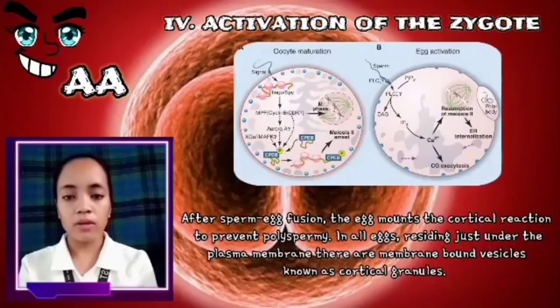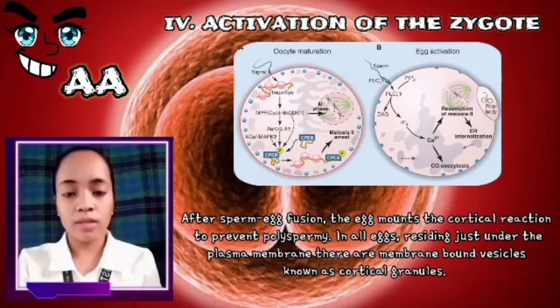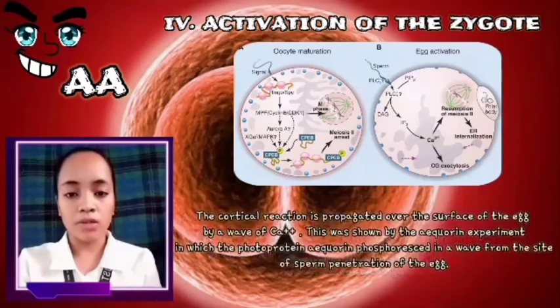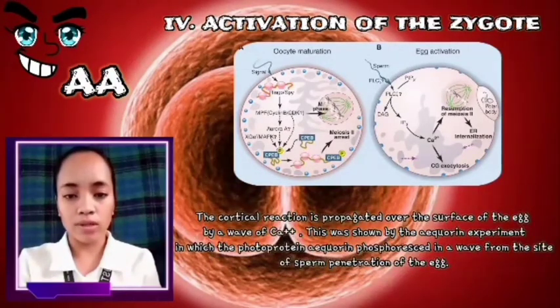After the sperm-egg fusion, the egg mounts the cortical reaction. The cortical reaction is a calcium-dependent exocytotic process in which the content of the secretory granules is released into the perivitelline space immediately after fertilization, which serves to prevent polyspermy. The cortical reaction is propagated across the surface of the egg.